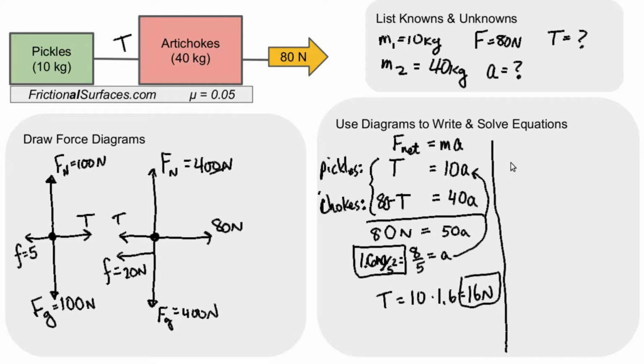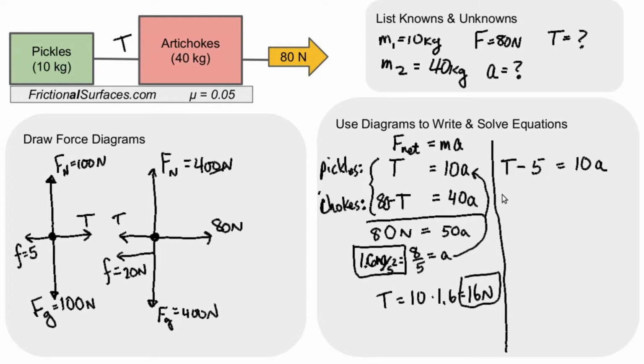For my pickles, acting to the right, and therefore positive, is the tension. I'm reading this diagram. Right is positive, left is negative. T minus 5, that's my net force. That's equal to this mass times its acceleration. What is this mass? It's 10a. And notice, this is a pattern. This side of the equation doesn't change when I add friction.